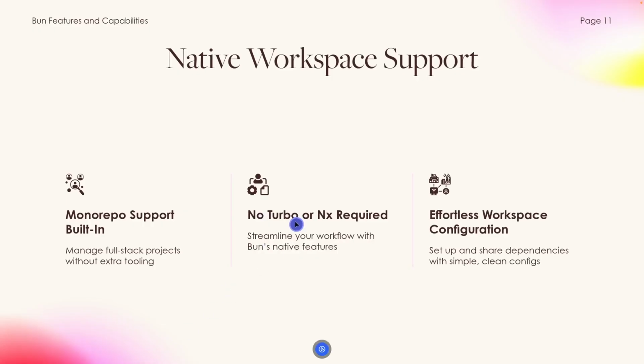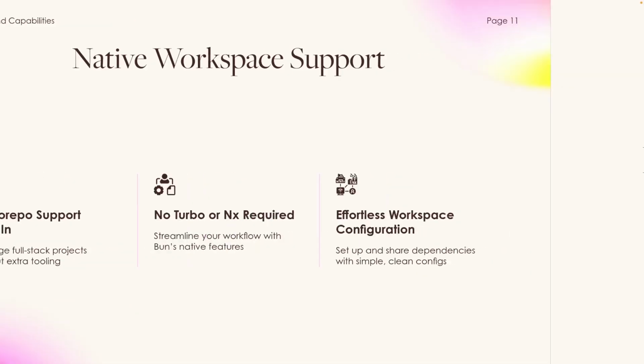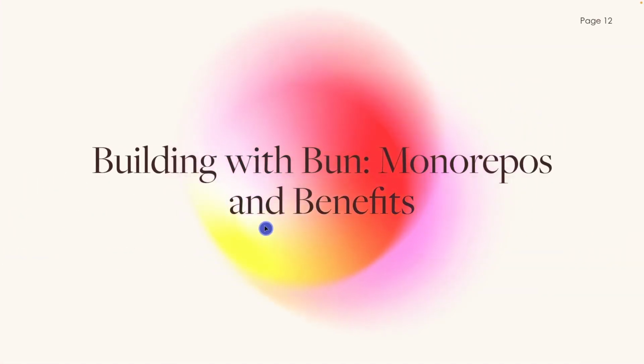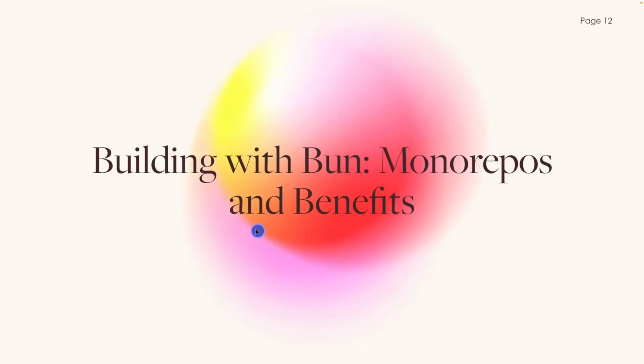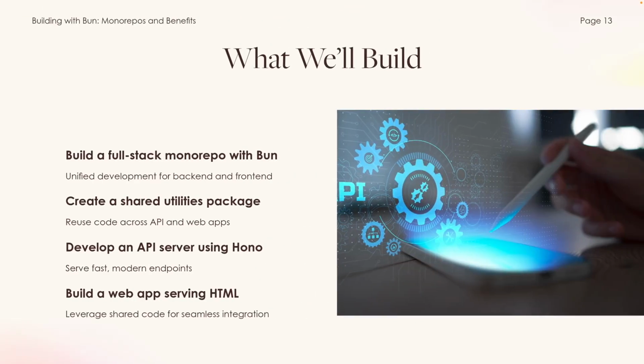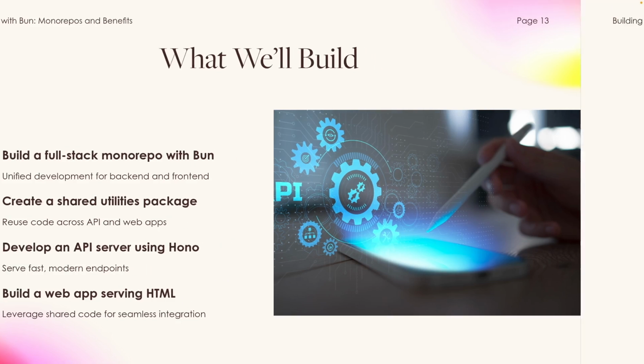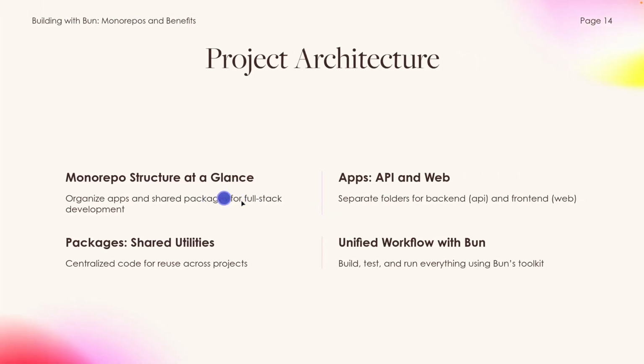So I just want to explore what Bun is offering. If it is providing all the runtime in one toolset, and you also don't need to worry about monorepo tooling, then it's very good. And you don't need to worry about workspaces because Bun provides a workspace. So we will build a full stack monorepo with Bun, create a shared utility, develop an API server using Hono, and build a web app serving simple HTML. In the workspace, we are going to have multiple applications, and this is the project architecture.